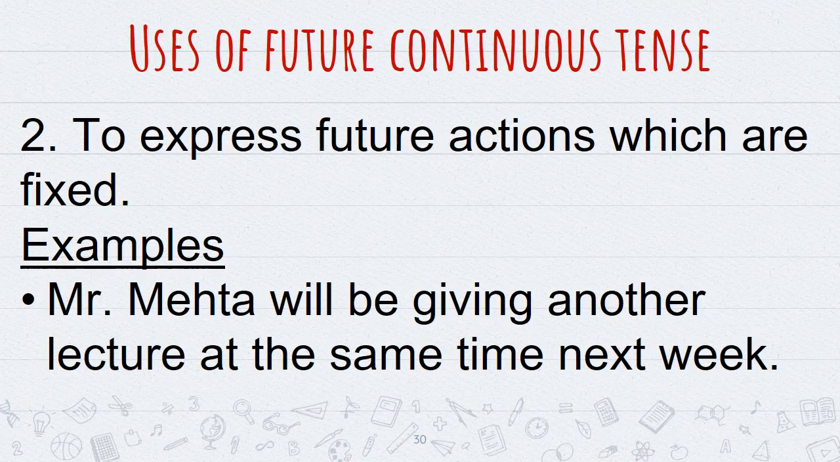Number 2, use of future continuous tense to express future actions which are fixed. For example, Mr. Mehta will be giving another lecture at the same time next week. Because this is an assertive sentence, only will be has been used. If I talk about a negative sentence, then not will be added just after the helping verb.